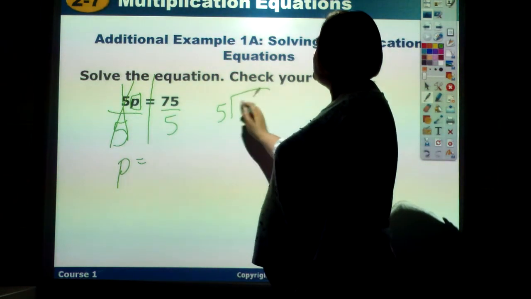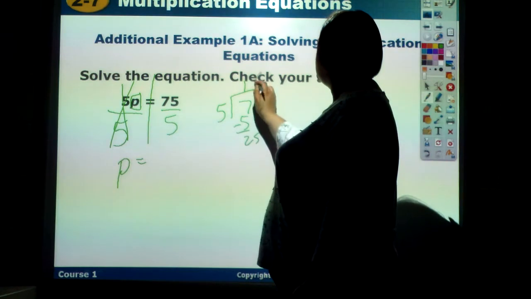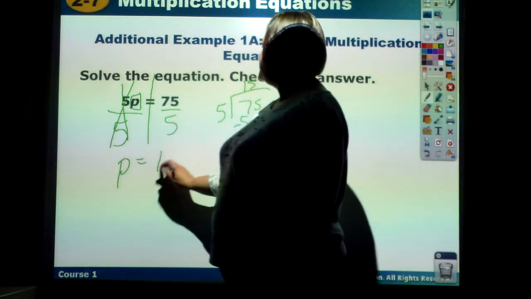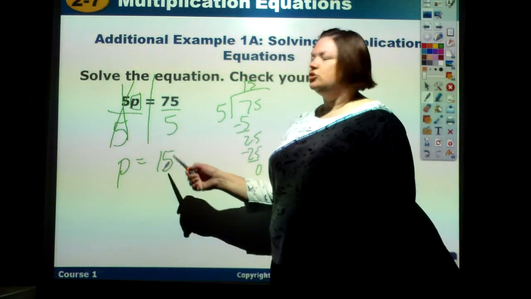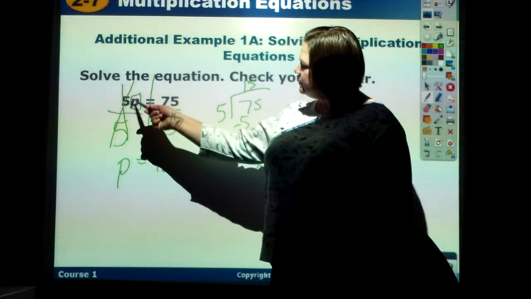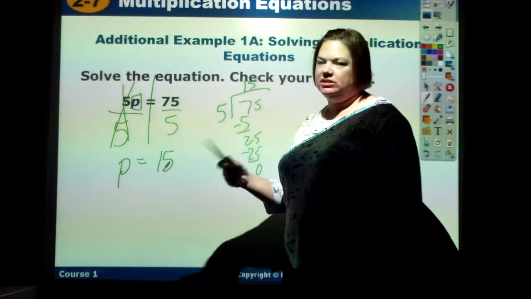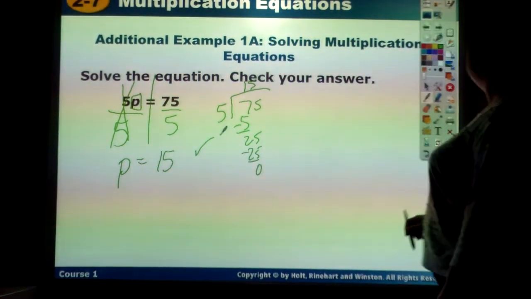So 5 into 75 goes 15 times. So p equals 15. To check my answer, I can put 15 in the place of that p. 5 times 15 equals 75, which it does equal 75, so I know that is correct.